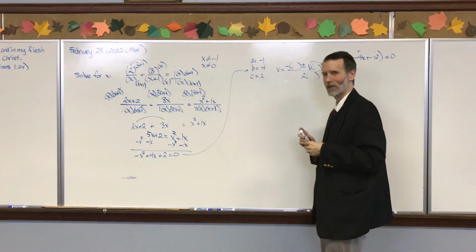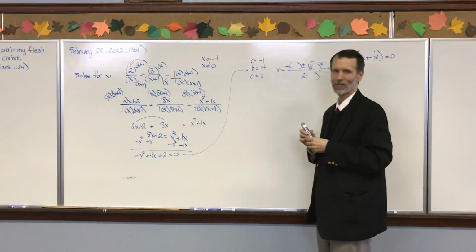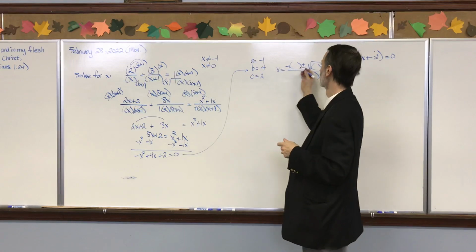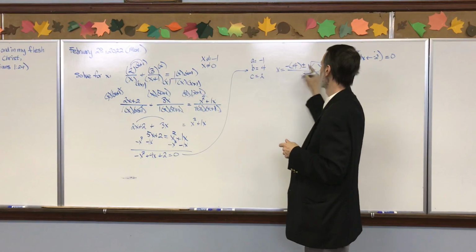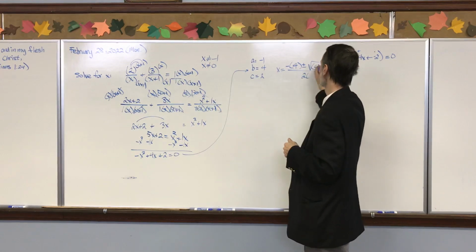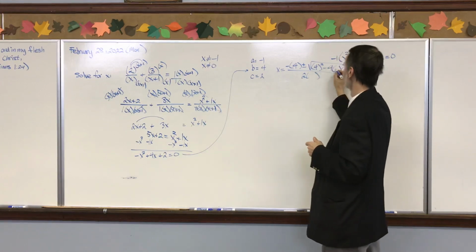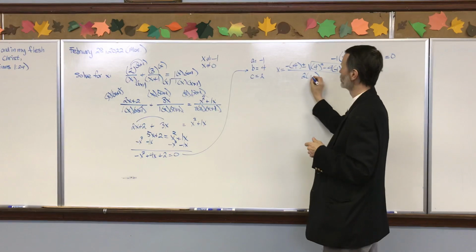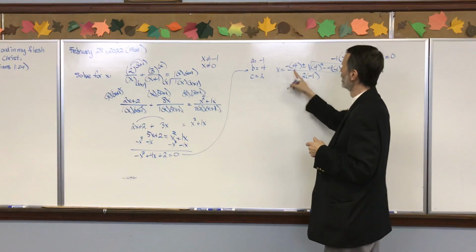All right, look up here. Can somebody crank this through? I can. Okay, so what goes here? Negative 4, plus or minus the square root of 4 squared minus 4 times negative 1 times 2, all divided by 2 times negative 1. Good. Simplify.